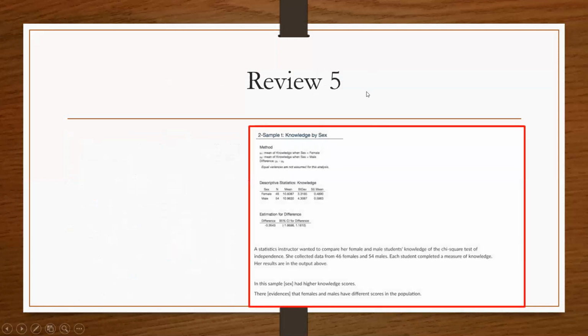So then review 5. This is just a Minitab output. This is something you might see on your exam. It's a way to test that you understand Minitab without actually needing to look at Minitab. So basically, they give you all of the information you could possibly need just right here on this little snippet. So the questions are down here. In this sample, which sex had the higher knowledge scores? And then, is there evidence that females and males have different scores in the population? So I'll give you guys a minute to look through this.